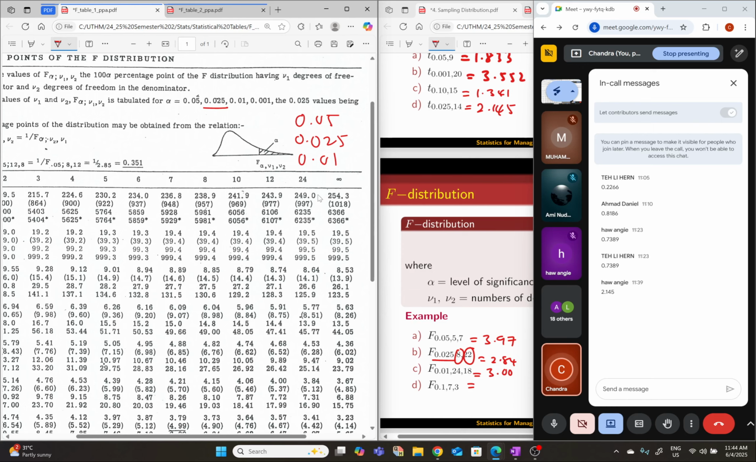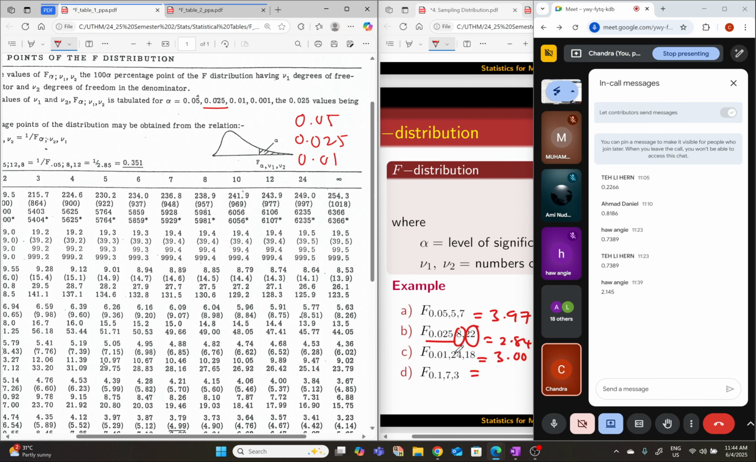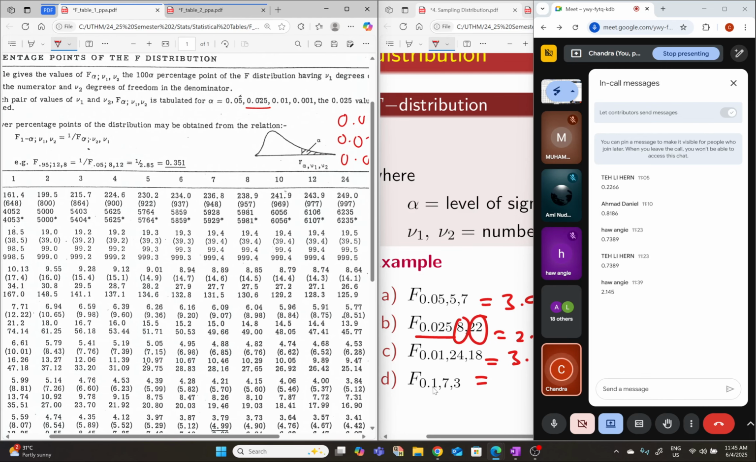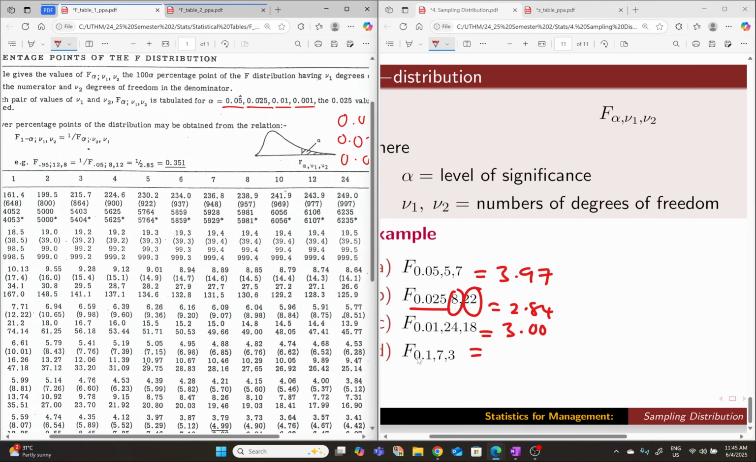Oh, there's a typo here. Sorry. There's a typo. This is 0.1, but we don't have 0.1 here. We have 0.05, 0.025, 0.01, 0.001. Okay, maybe we change this to 0.001. Later I'll do the correction here. Sorry, I made a mistake there. So let us say 0.001 and 73.